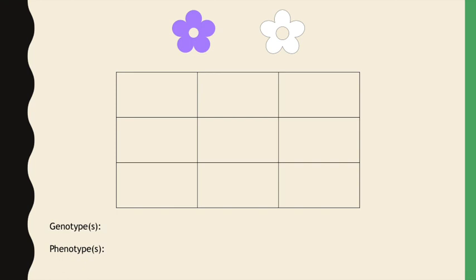Let's take an example of a cross between a purple-flowered plant, two capital P's, and a white-flowered plant, two lowercase p's. We represent dominant alleles with uppercase letters and recessive alleles with lowercase letters. Now, we'll construct a Punnett square by placing the alleles from one parent along the top and the alleles from the other parent along the side. Each box in the Punnett square represents a possible combination of alleles that their offspring can inherit. Now, let's fill in the boxes with the corresponding allele combinations.